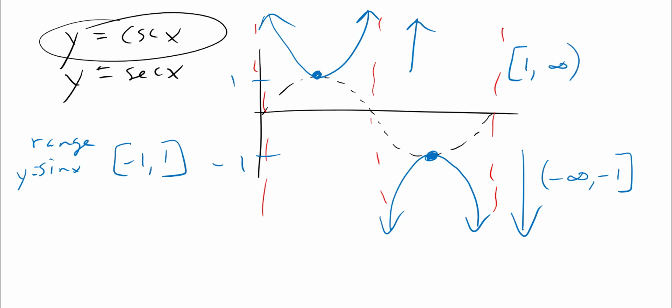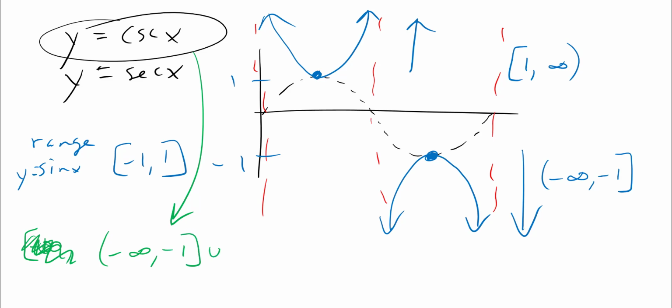All right. So let me just write this out. I'll write in green. The range for cosecant is going to be negative infinity to negative 1 bracket union 1 to infinity. Okay? It's pretty easy, right? Pretty straightforward.